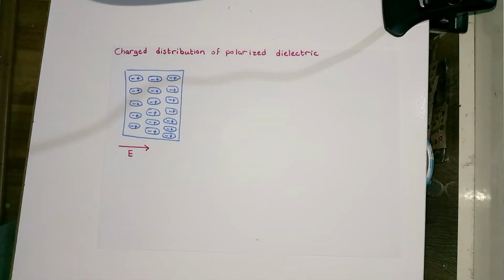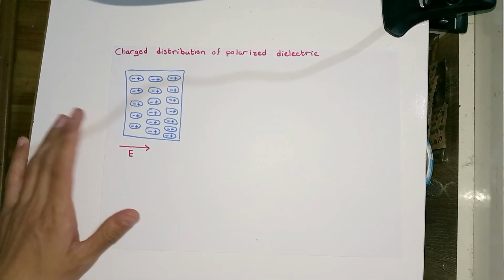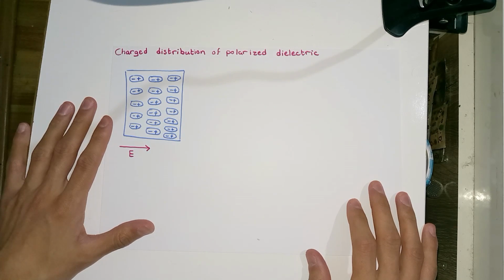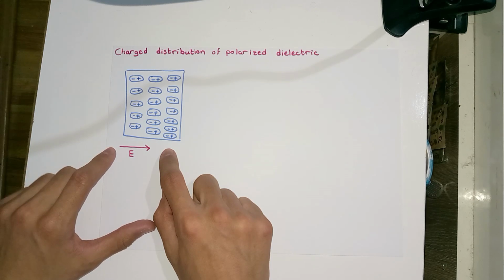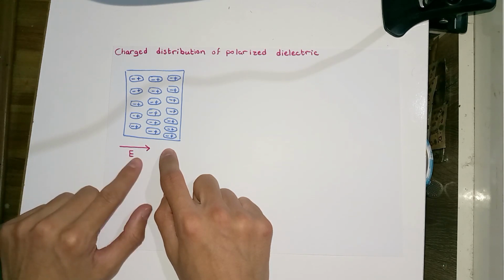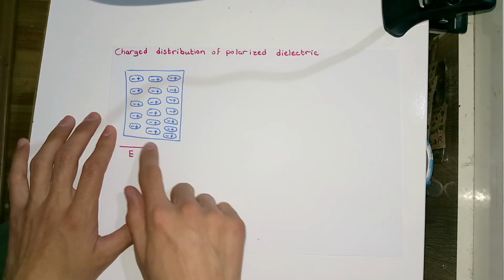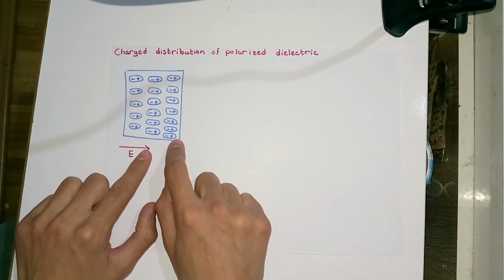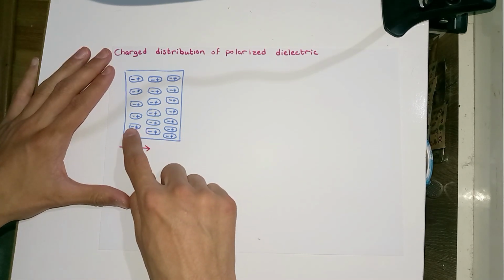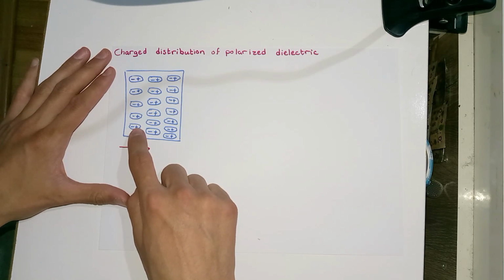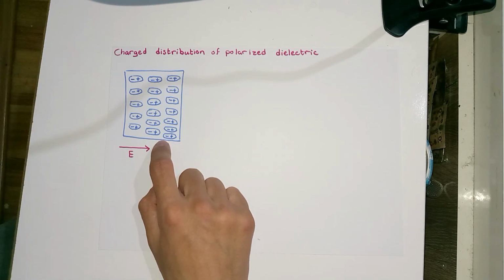Hi, today we are going to talk about the charge distribution of polarized dielectrics. We have said before in a previous lecture that in dielectrics we have no free charges. So when a dielectric is under the influence of an external electric field, the positive charges cannot move to one side and the negative charges to the other side. This is because the positive and negative charges are bound together in molecules inside the dielectric. There are no free charges inside the dielectric.